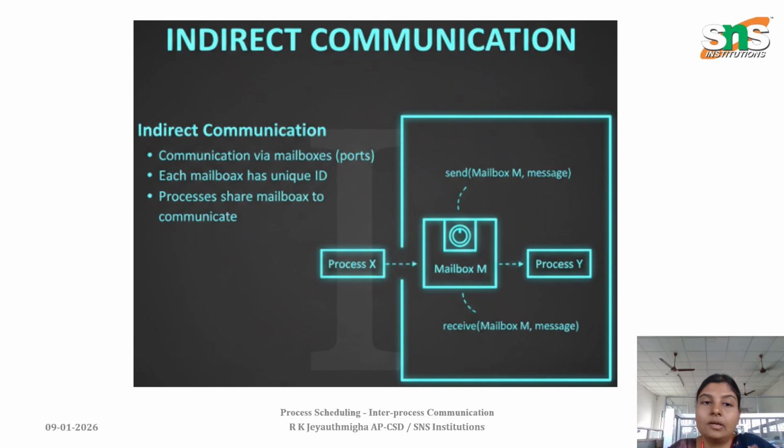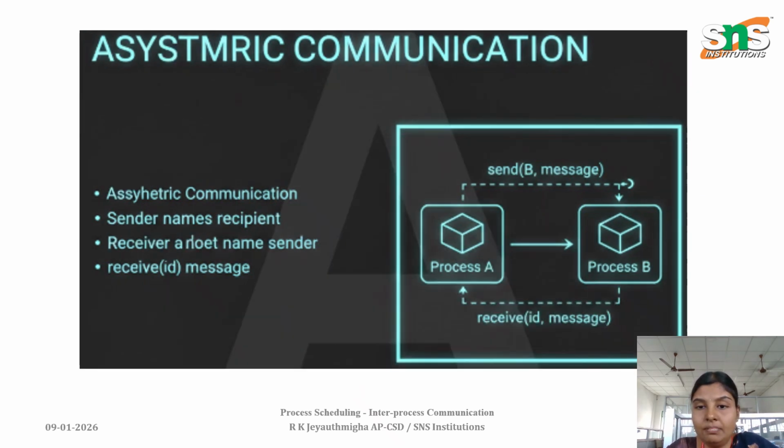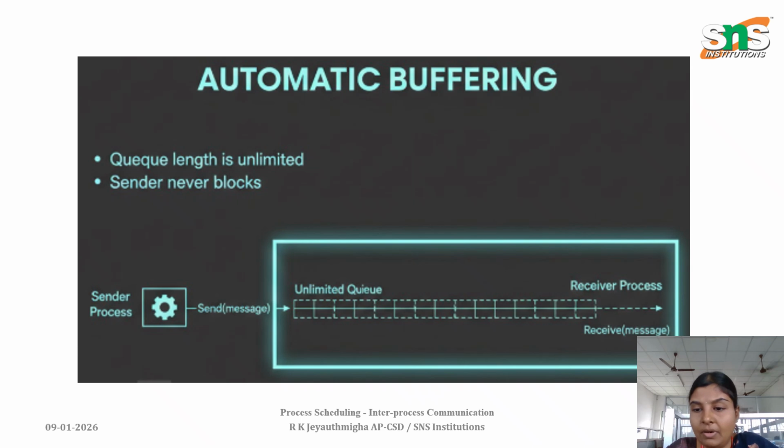Indirect communication is via mailboxes. Each mailbox has a unique ID. Processes share a mailbox to communicate. Symmetric communication: sender and receiver name each other. Send P, message; receive Q, message. Asymmetric communication: the sender names the recipient, and the receiver does not name the sender. Example: receive ID, message.